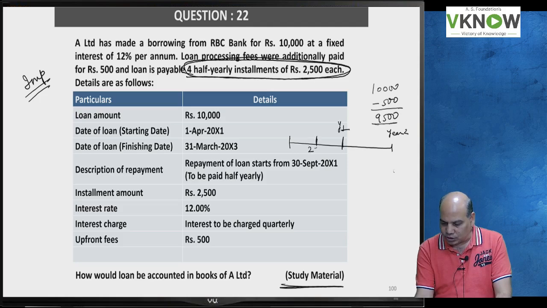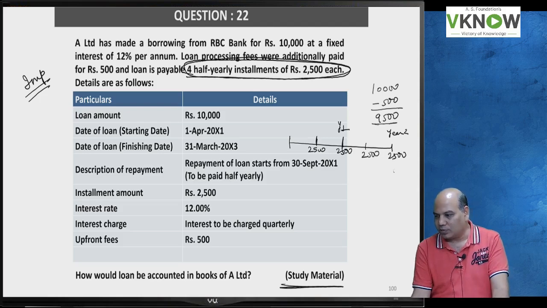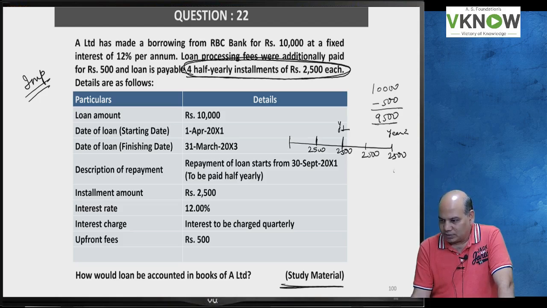but you are going to pay 2,500 twice in 1 year. So this way the principal amount will be redeemed. Details are as follows. So this question is different because here you don't have a single payment on maturity, rather you are paying 2,500 half yearly. Is it a financial liability? Yes. You have to redeem the principal amount 2,500 rupees in 4 installments, and you have to pay interest 12% also. How that interest will be calculated, let us see.